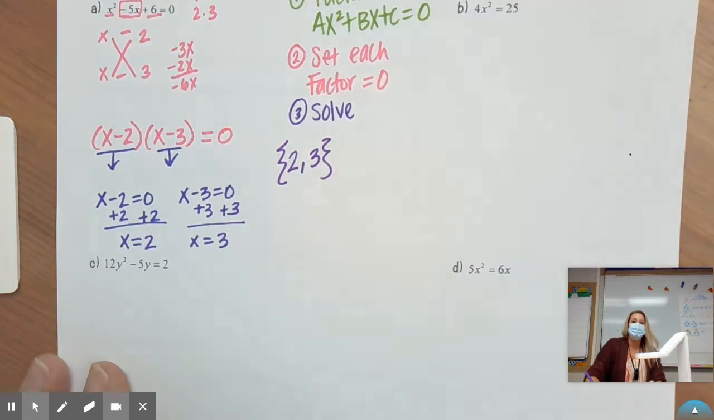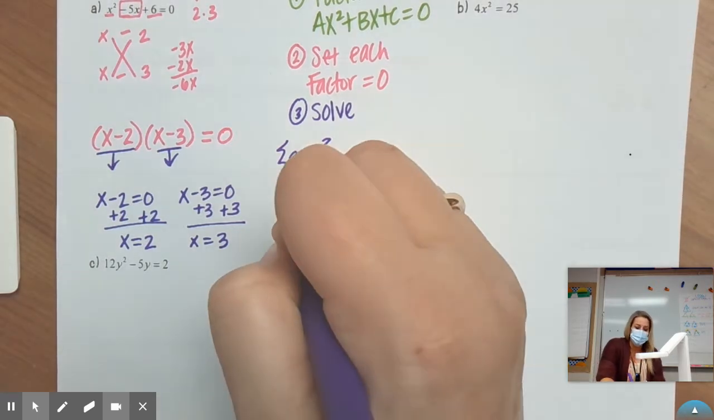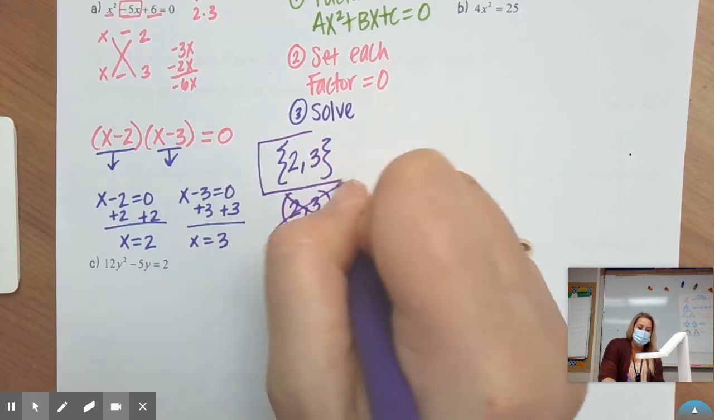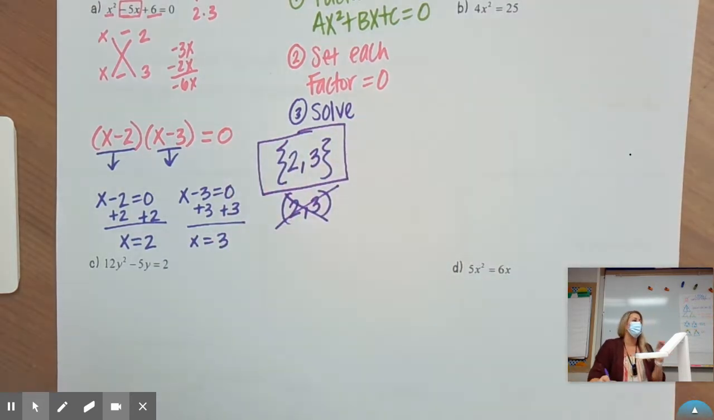So we're going to do two little squiggly lines, brackets. So we don't want to do this. This is not okay. This is our solution set. That means that those two are answers on the parabola.